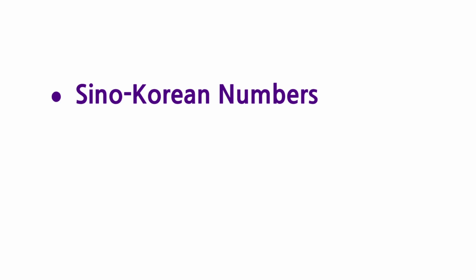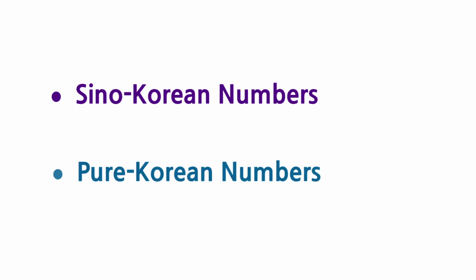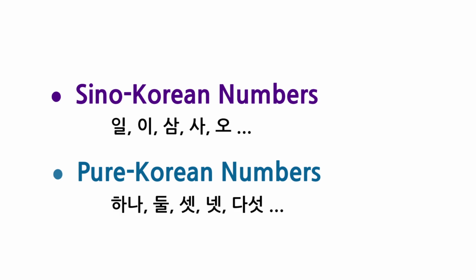We know that there are two different ways to count numbers in Korean. One is the Sino-Korean way, and the other is the pure Korean way. Sino-Korean numbers start with 1, 2, 3, 4, 5, and so on, while the pure Korean way is 하나, 둘, 셋, 넷, 다섯, and so on.